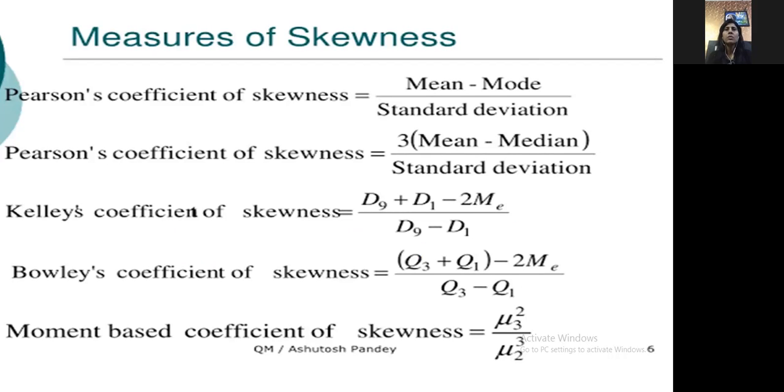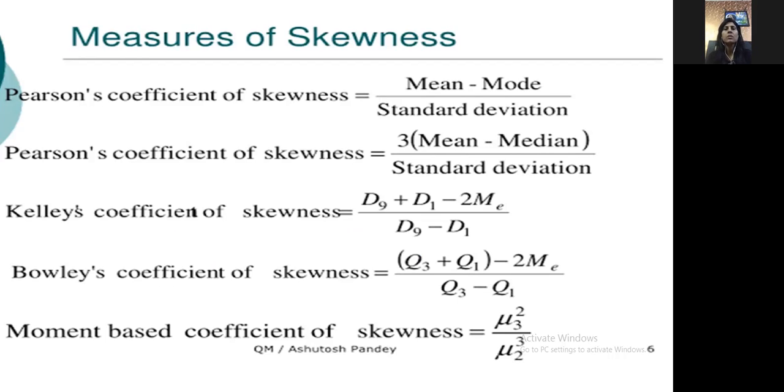What are the main measures of skewness? Numerically, we put them in such a form. In the previous session, we have already discussed all these formulas which are related with different coefficients of skewness, which we called relative measures of skewness. So let's understand all of them one by one.